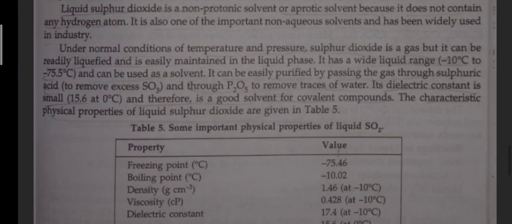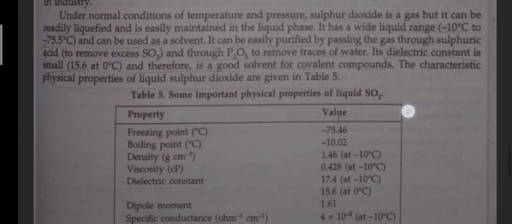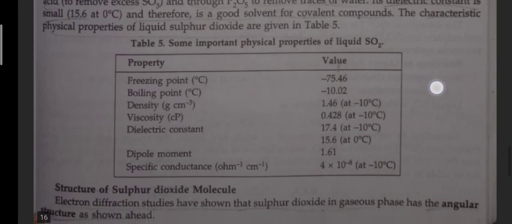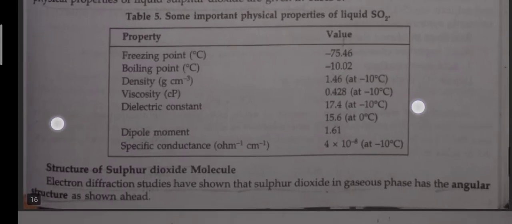Under normal conditions of temperature and pressure, sulfur dioxide is a gas, but it can be readily liquefied and is easily maintained in the liquid phase. It has a wide liquid range from minus 10 degrees Celsius to minus 75.5 degrees Celsius and can be used as a solvent. The characteristic physical properties of liquid sulfur dioxide are given in this table.